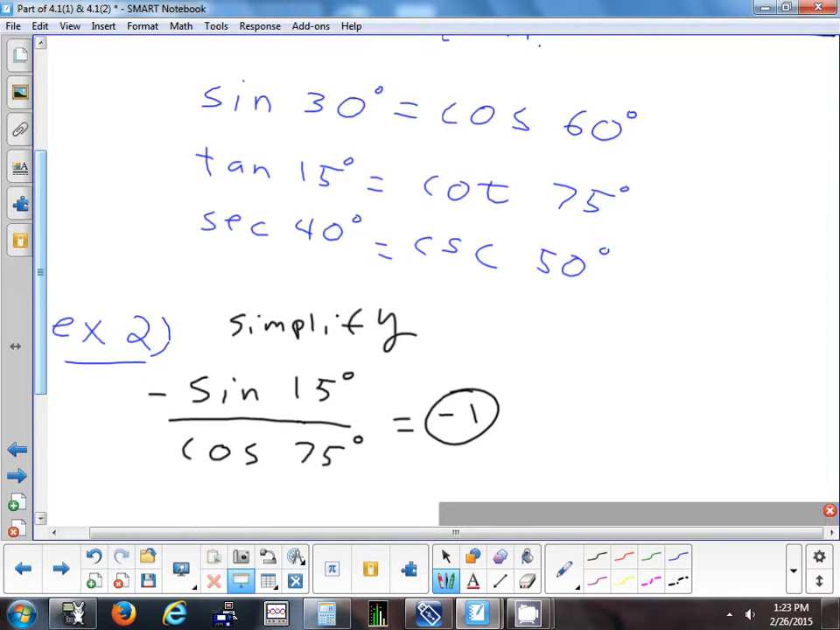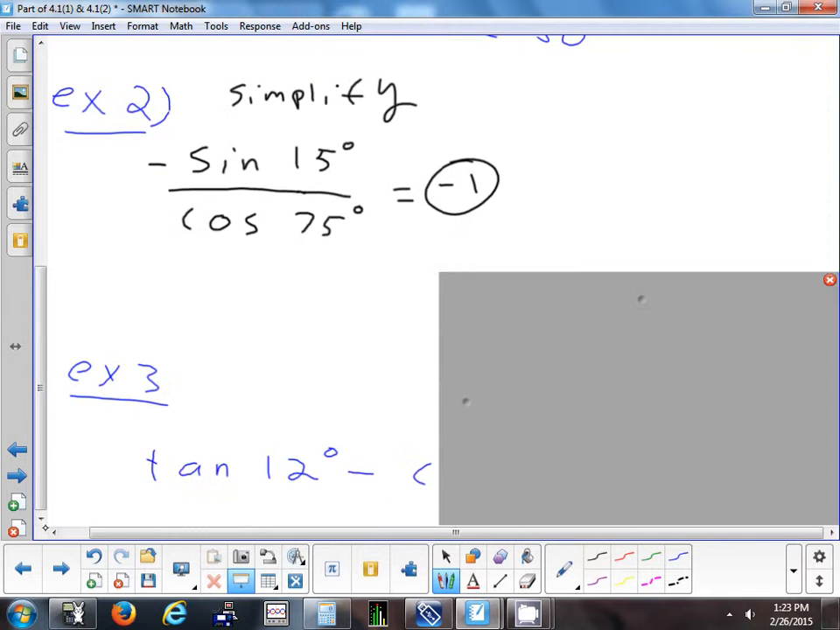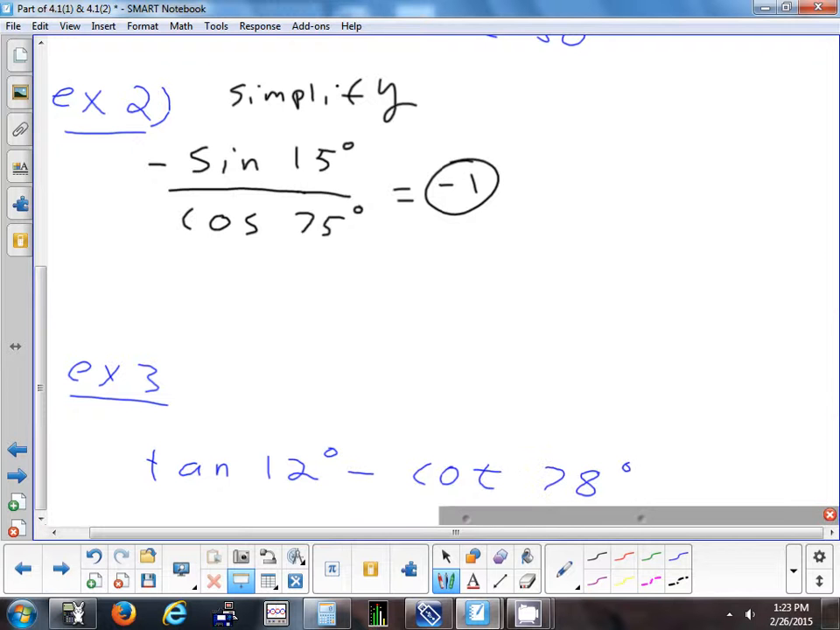Okay, so it's that one. And how about that one? If you think you know it, don't say it yet. Just take a look at it. Tangent 12, and then cotangent 78. And my hint is you're never going to know what the tangent of 12 is, and you don't need to. And you're never going to know the cotangent of 78. You don't need to know that either to figure this out.